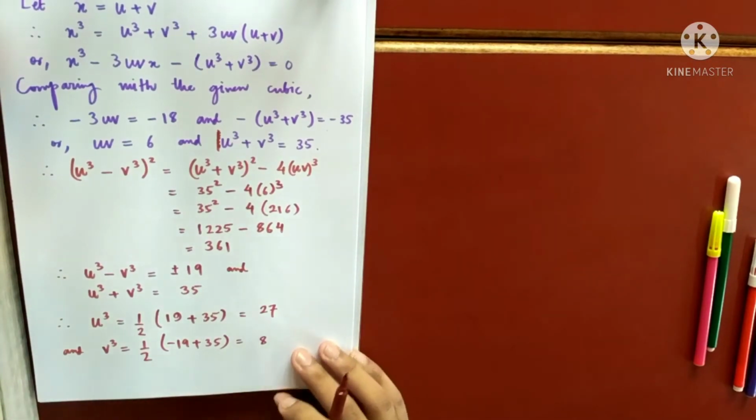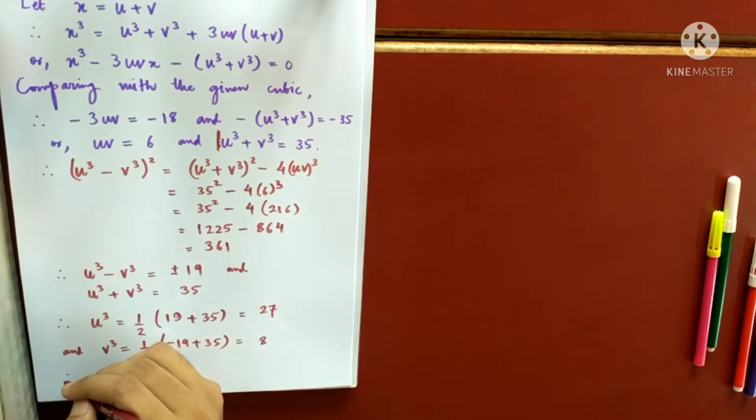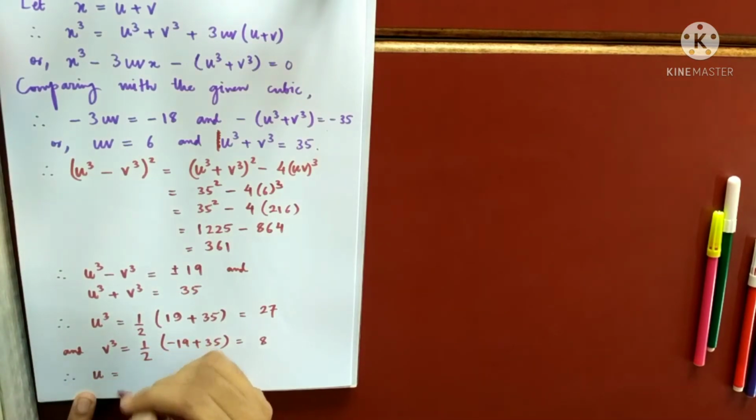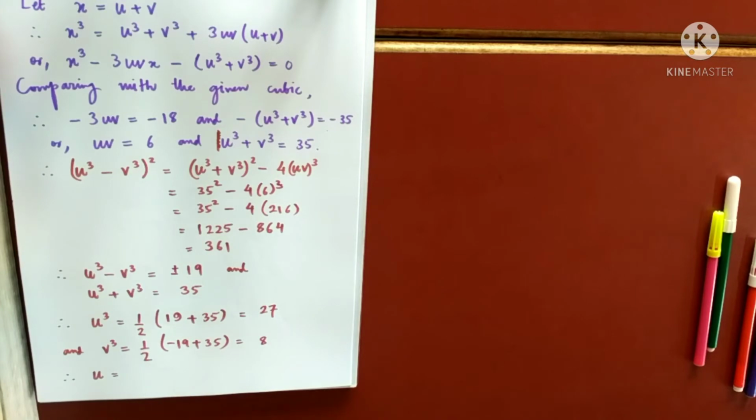So u cube equals 27. What are the values of u? You should get three values of u. Can you tell me what are the three values of u?